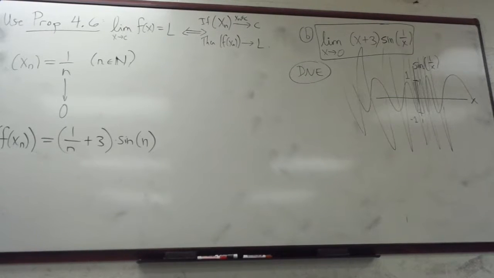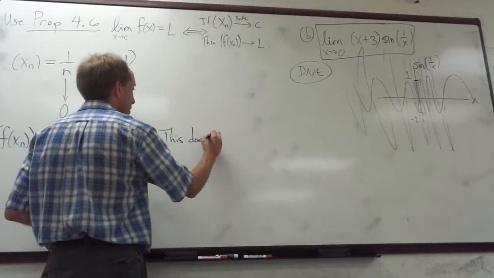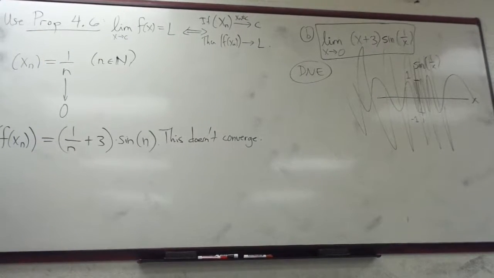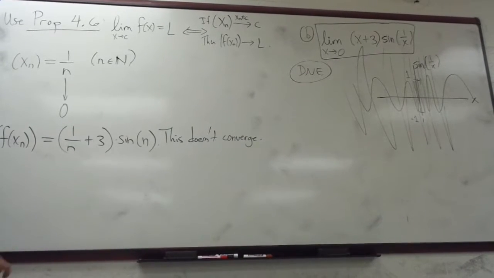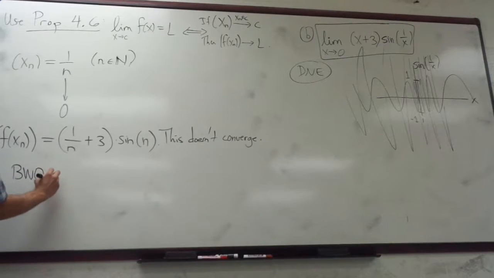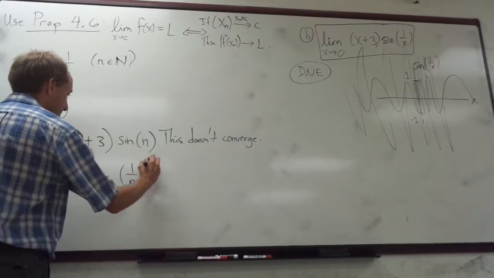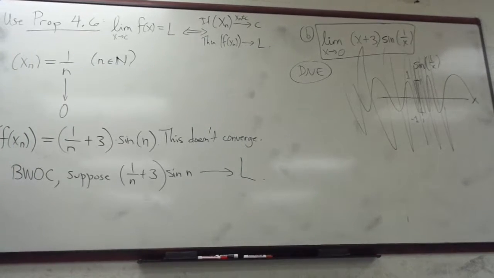And does that converge to something? No, it doesn't. This doesn't converge. Does anybody know how to prove that? Because there is a thing that says if a sequence converges to a specific limit, then every subsequence must converge to the same limit. So by way of contradiction, suppose that this does converge. Let's say it converges to L or something like that, right?